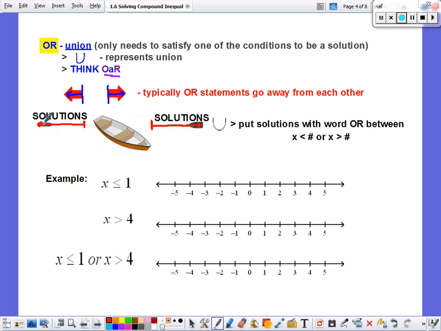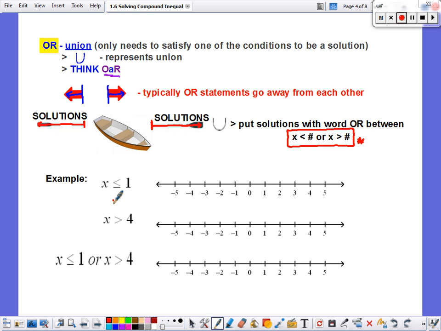Now, when we put our solution in for ors, what we want to do is we simply want to put it in this type of form. So make sure to note that with the word or in it. So we don't want to write ors as ands, as sandwiches. We want to write the word or in the solution. Okay? So let's take a look at an example and see how this works.